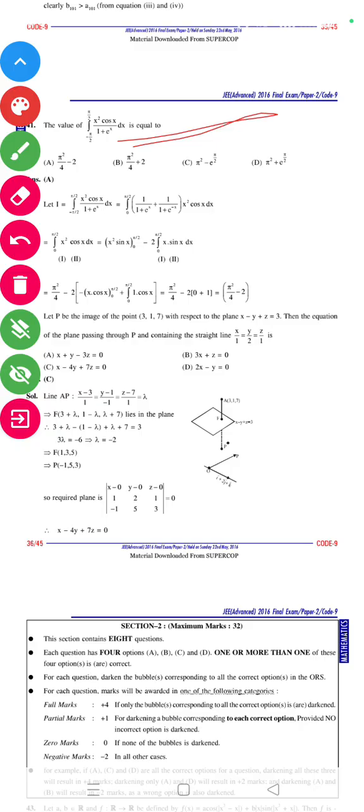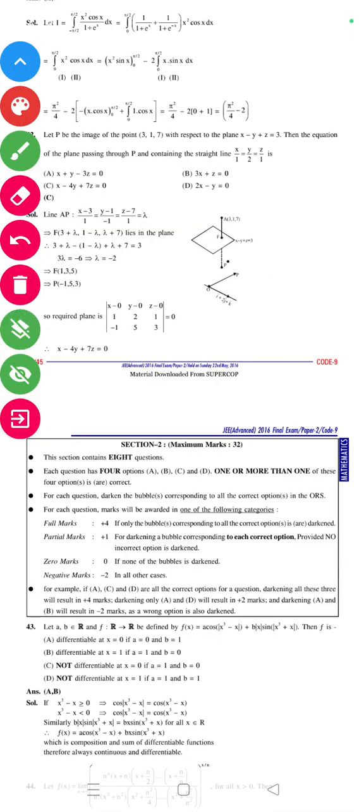Now the integral from 0 to pi by 2 of x square cos x dx is equal to x square sin x from 0 to pi by 2 minus 2 into the integral from 0 to pi by 2 of x sin x dx. This is pi square by 4 minus 2 times minus x cos x from 0 to pi by 2 plus the integral from 0 to pi by 2 of 1 into cos x, which is pi square by 4 minus 2 into (0 plus 1), equal to pi square by 4 minus 2. So what will be the answer? Pi square by 4 minus 2, answer A.